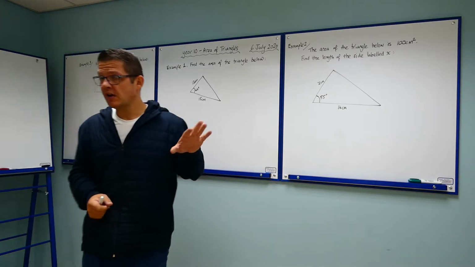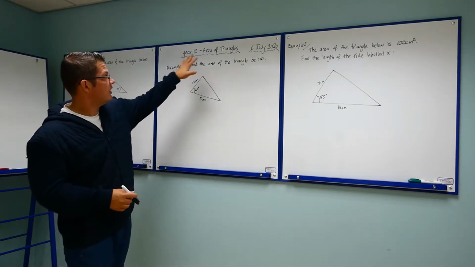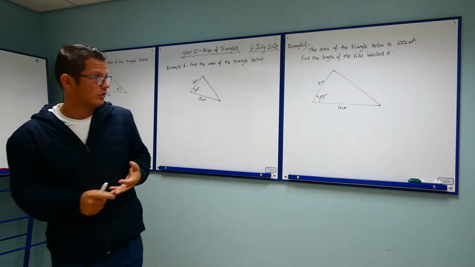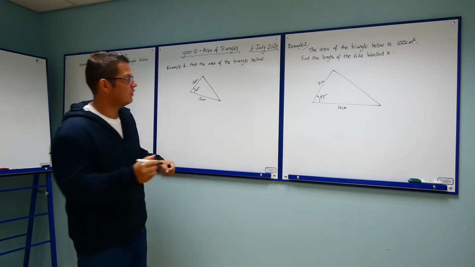This one won't take too long. As I say, very quick one. The area of triangles is what we're looking for, and it follows on from the work we've done on the sine rule and cosine rule, but it's quite straightforward.